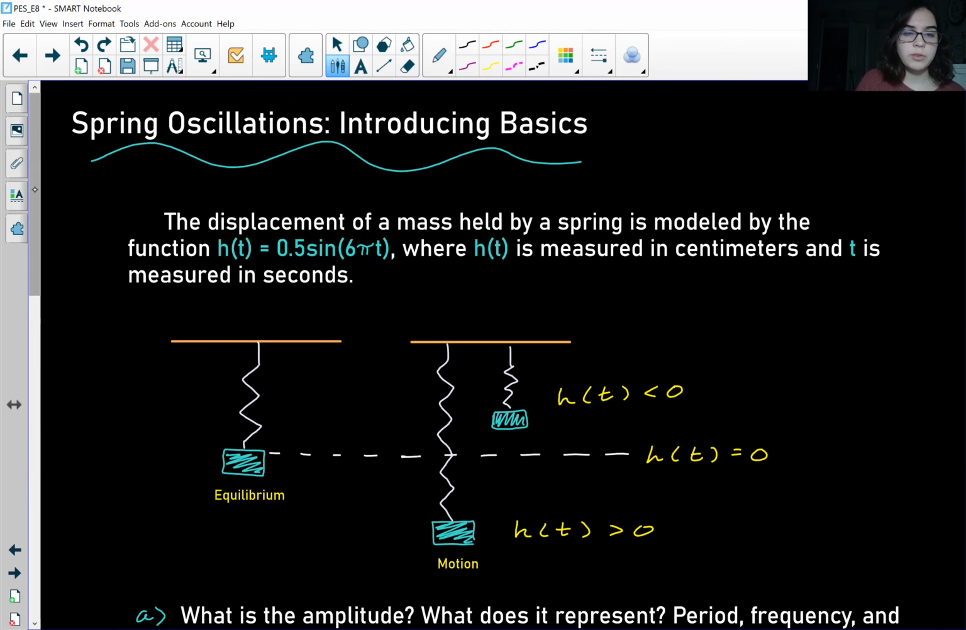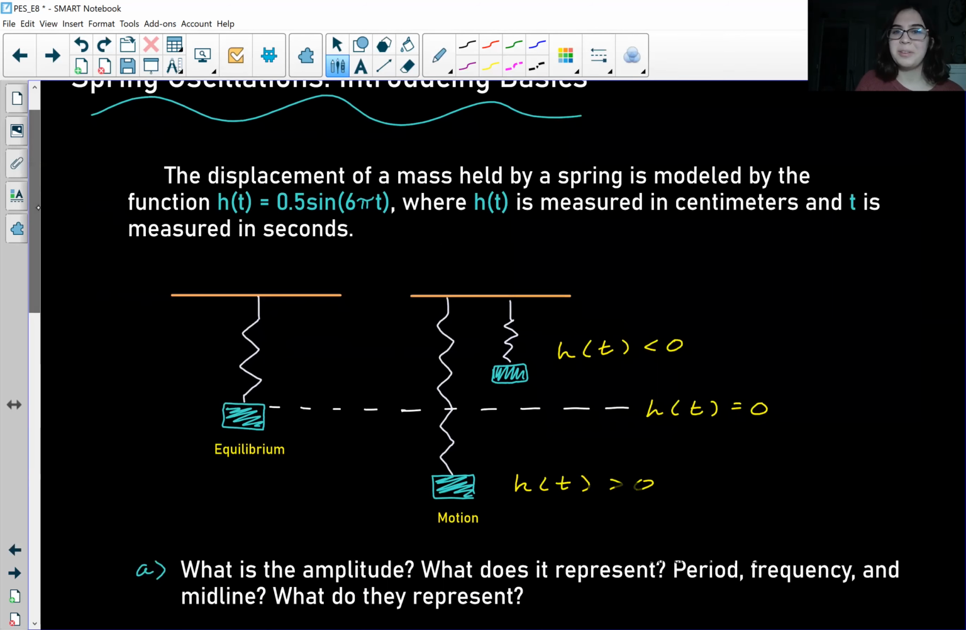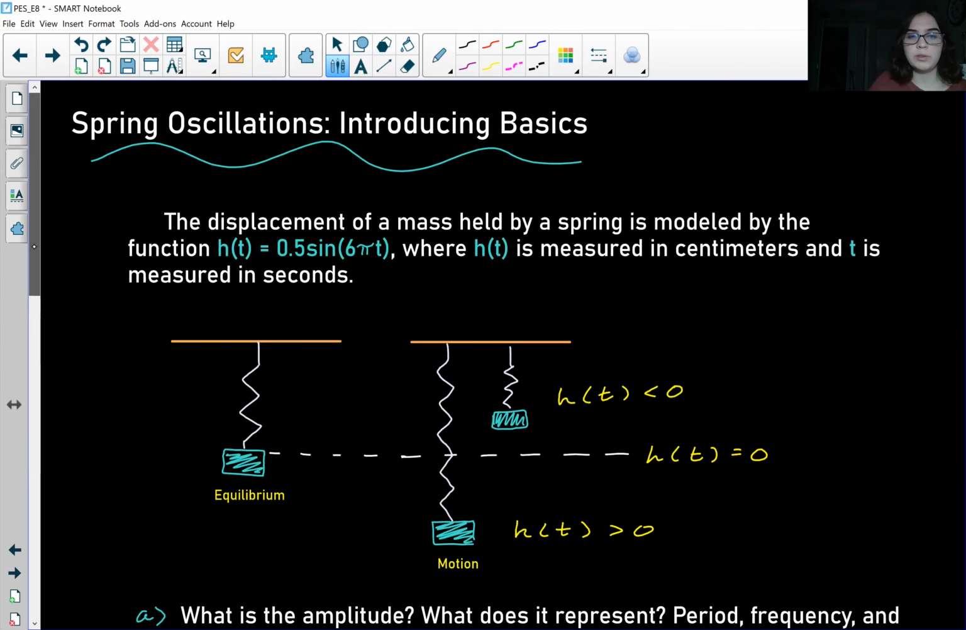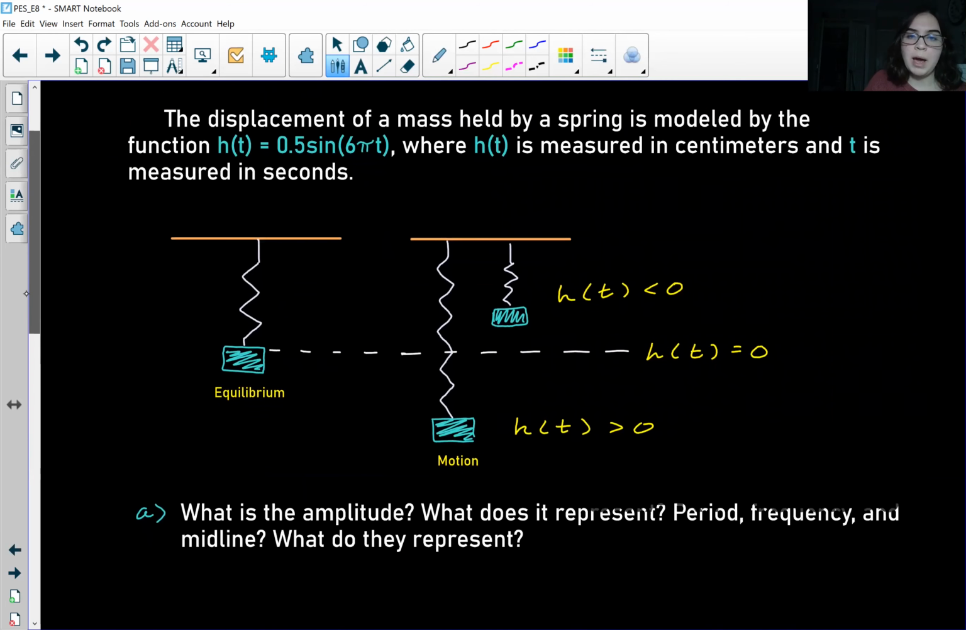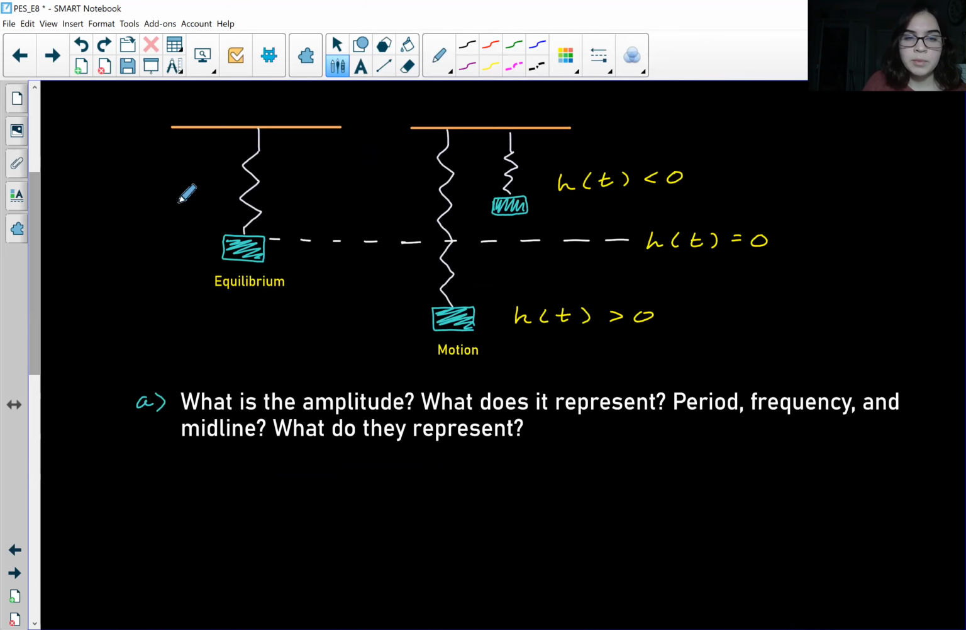All right, the last part for this part of this episode is that we're going to do part A of this example. So this is spring oscillations, and we're going to introduce some of the basic concepts. The displacement of a mass held by a spring is modeled by the function h of t equals 0.5 sine of 6 pi t, where h of t is measured in centimeters and t is measured in seconds. And we have a diagram here.